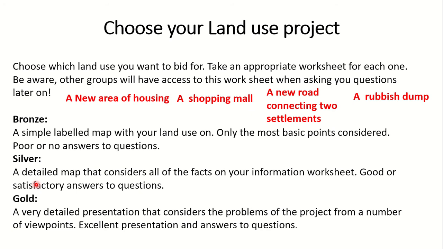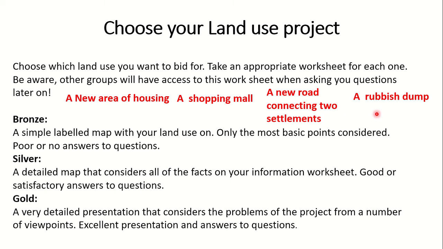So in your group, what you need to do is choose your land use project. Now, if you're not working in a group, that's fine. You can just do this yourself. The only thing you need is a map, of course, and you can approach me for one of those anytime. Let's just go through the instructions though. Basically, you're going to choose one of these red labels. A new area of housing, a shopping mall, a new road connecting two settlements, or a rubbish dump.